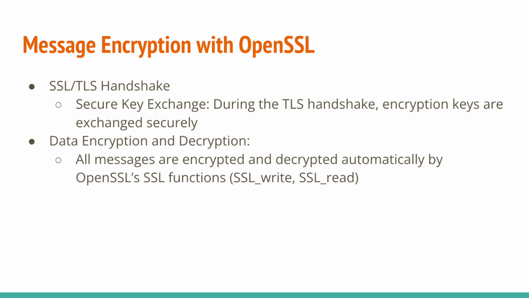So now we explain how our code implements message encryption with OpenSSL. The first part is the handshake. Before exchanging messages, the client and the server establish an encrypted connection, and then the data can be sent with encryption and decryption using the SSL functions, SSL write and read, and with the server's public key during the transmission.